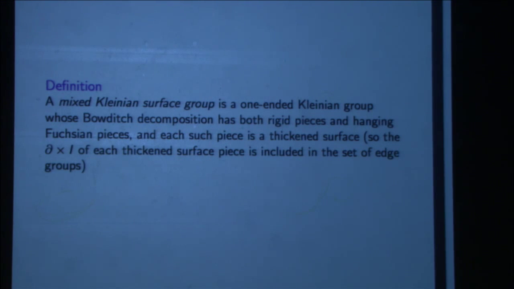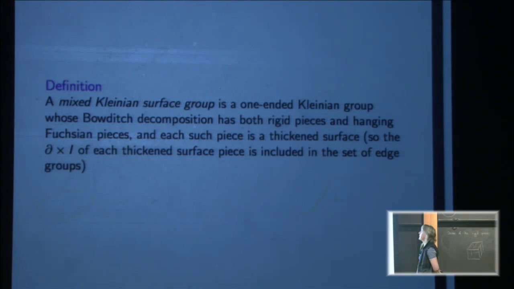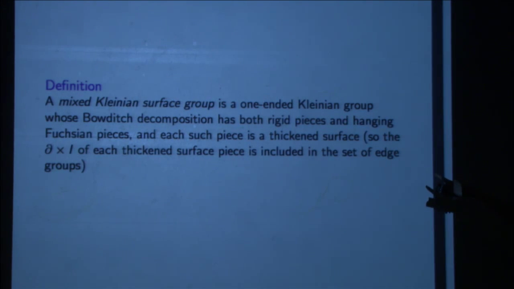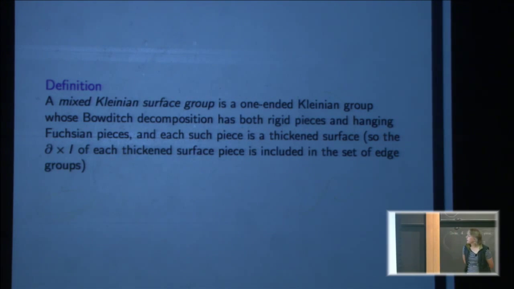We want to deal with the simplest case where there's a rigid piece in the Bowditch decomposition. So we call this a mixed Kleinian surface group. It's a one-ended Kleinian group whose Bowditch decomposition, and by the Bowditch decomposition I mean exactly the decomposition that I just talked about, has both rigid pieces and hanging Fuchsian pieces. It will also have cyclic pieces, which I'm sort of ignoring. And each such piece is a thickened surface. So every piece, even the rigid pieces, is a thickened surface.